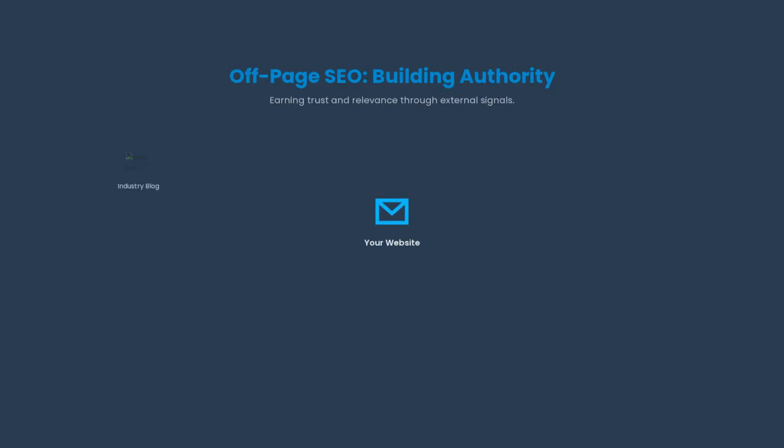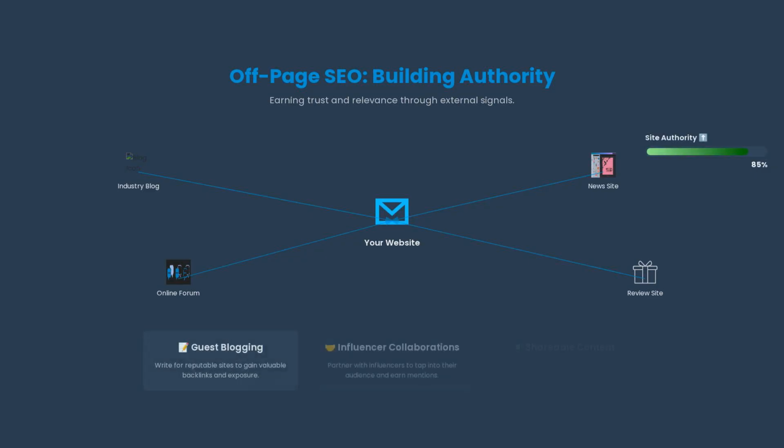Off-page SEO primarily involves building backlinks from reputable sites to boost your site's authority. Guest blogging, influencer collaborations, and creating shareable content can help generate these links. For example, a tech company might write guest posts for industry blogs to gain backlinks and increase their authority.